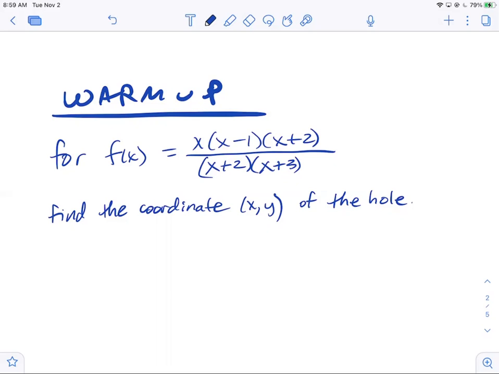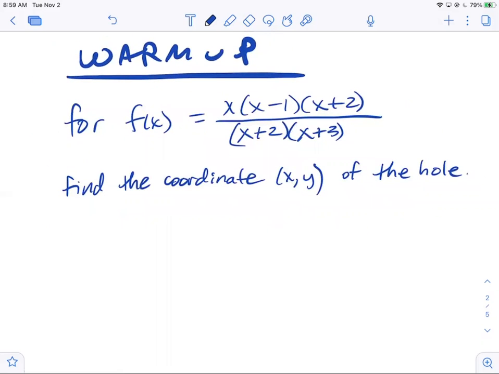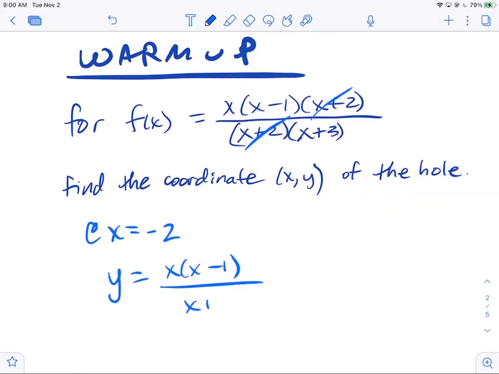Okay. Find the coordinate of the hole. So I give it to you in factored form real quickly. We know that there's a hole at the factor that divides out. So that's at x equals -2. But to find the y value, all we've got to do is plug it back into there. So if you want, you could say y equals x times (x minus 1) all over (x plus 3), where x cannot equal -2. This would be the simplified form, right?